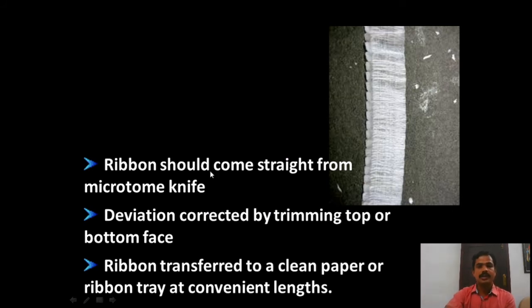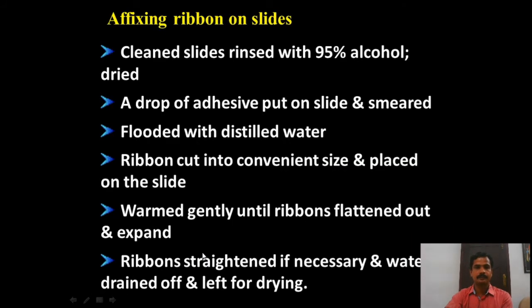So the ribbon should come straight from the microtome knife. If there is any deviation or coiling, it is corrected by trimming the top or bottom face of the block. Then after cutting, the ribbon is transferred to a clean paper or a ribbon tray at convenient lengths.